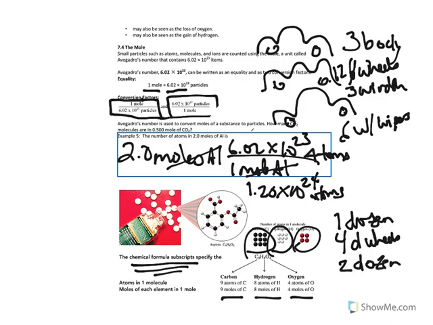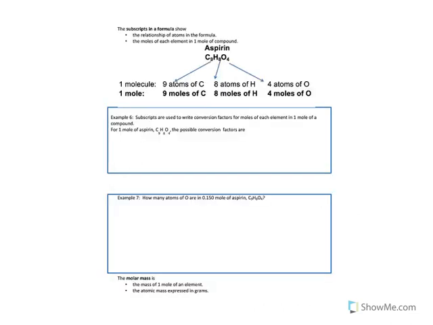It's the same thing with molecules. You can relate the number of atoms within a molecule looking at the subscripts, and also the number of moles within 1 mole of that molecule. So again, the subscripts in a formula show the relationship of the atoms in that formula and the relationship of moles of element in 1 mole of compound. So let's try another example.